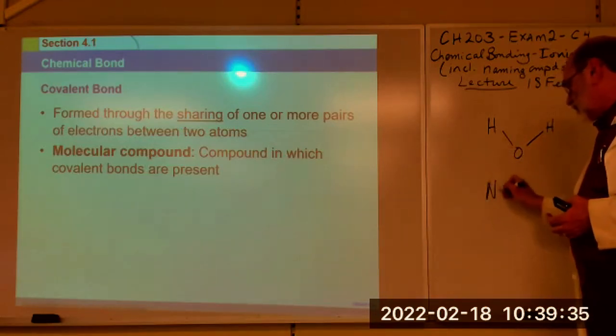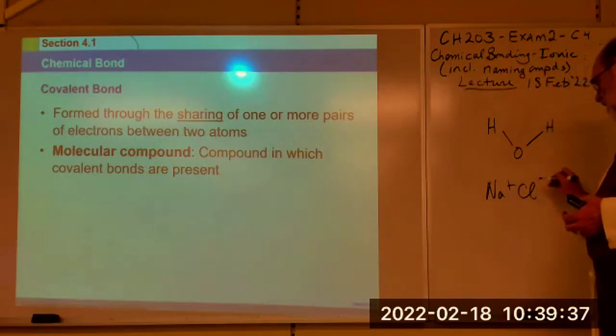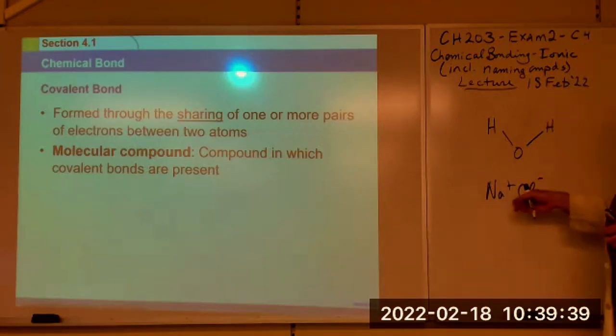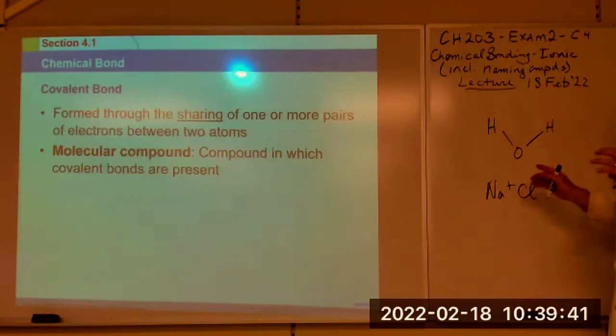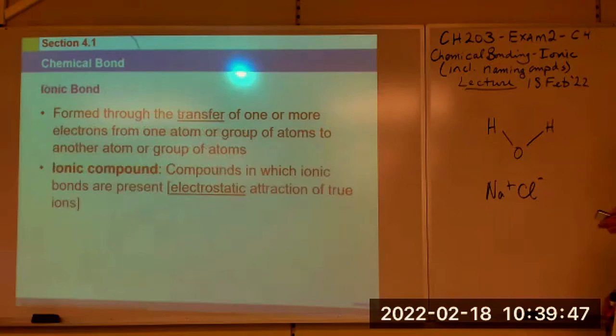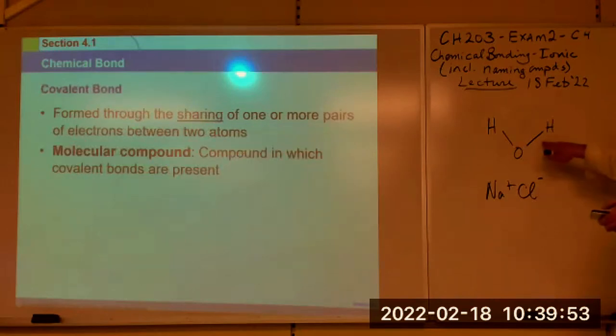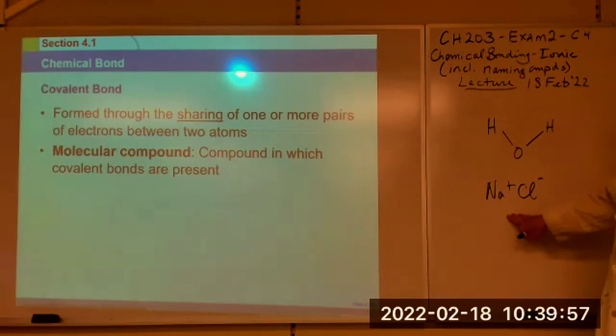Whereas the sodium and the chlorine together are electrostatically attracted, and we gave it a name before: ionic compounds. Okay, so these are ionic compounds. These are molecular compounds. So sharing is covalent, ionic are ionic compounds.